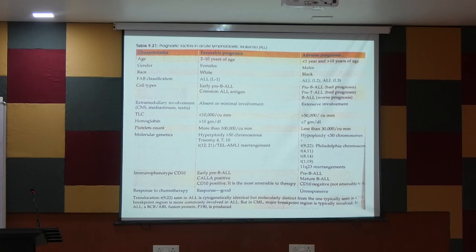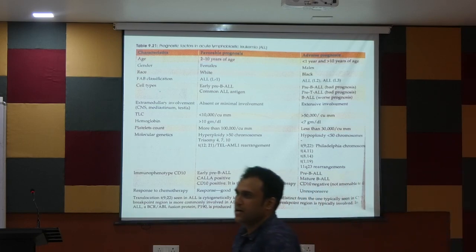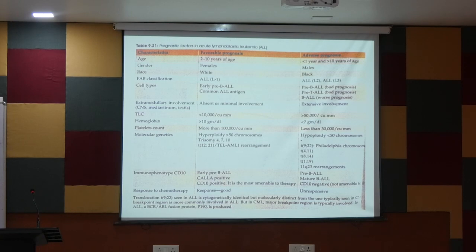Total leukocyte count, less than 50,000 versus more than 50,000. More than 50,000 is bad. Less than 50,000 is good. Then hemoglobin count, platelet, all those things, exactly what I've taught you in the last slides.